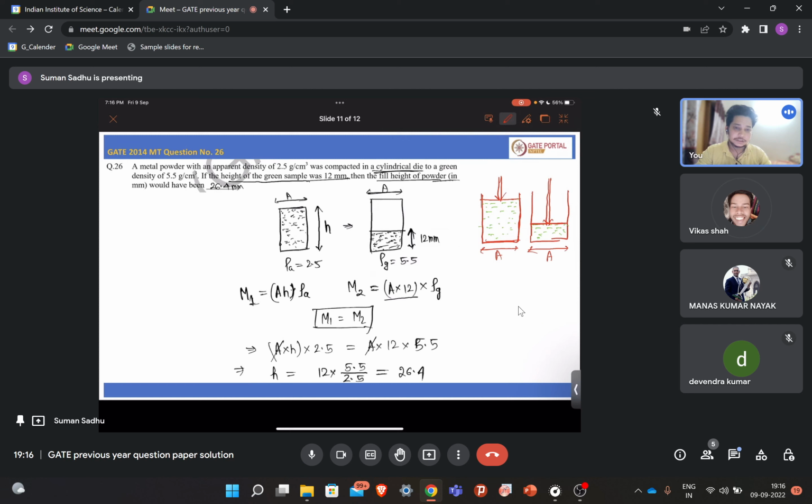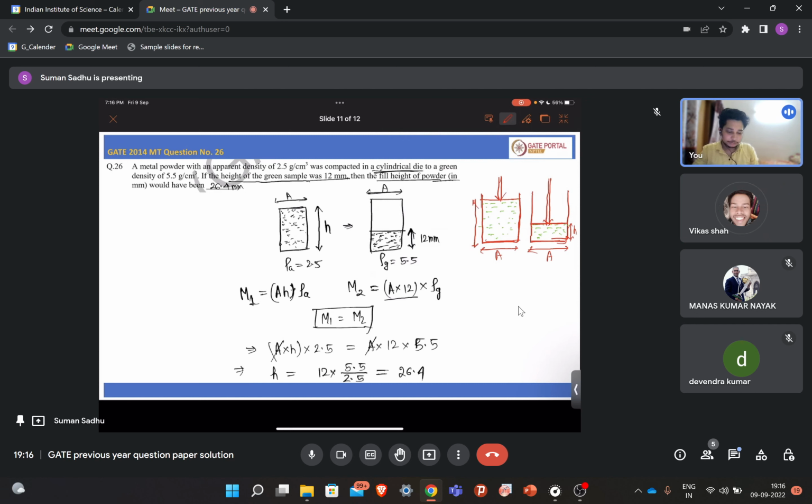So when you are compacting it, the height of this soil level will change, but the area of the glass will not change, right? So that means this area will be the same, only the height will change, and because of this height change you will have the volume change.